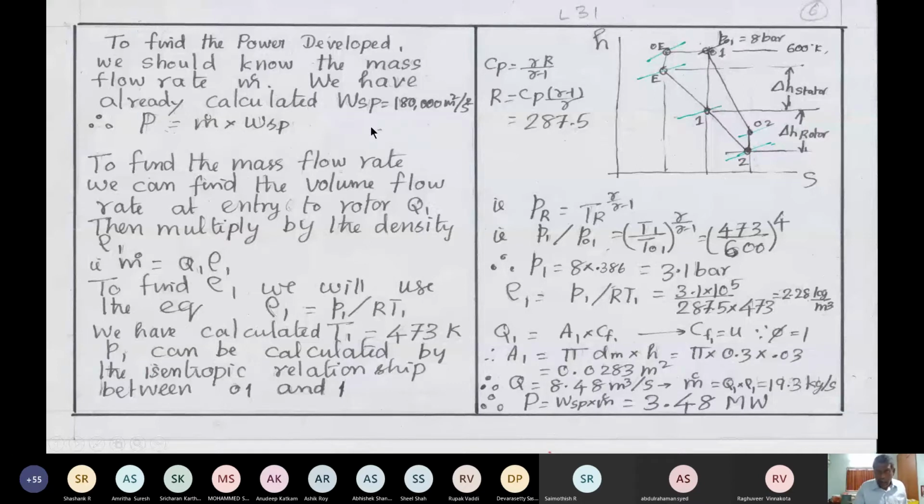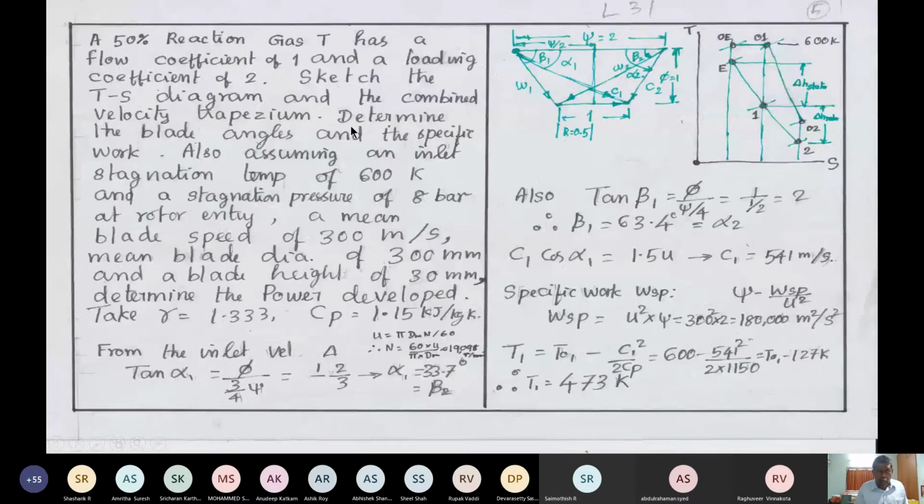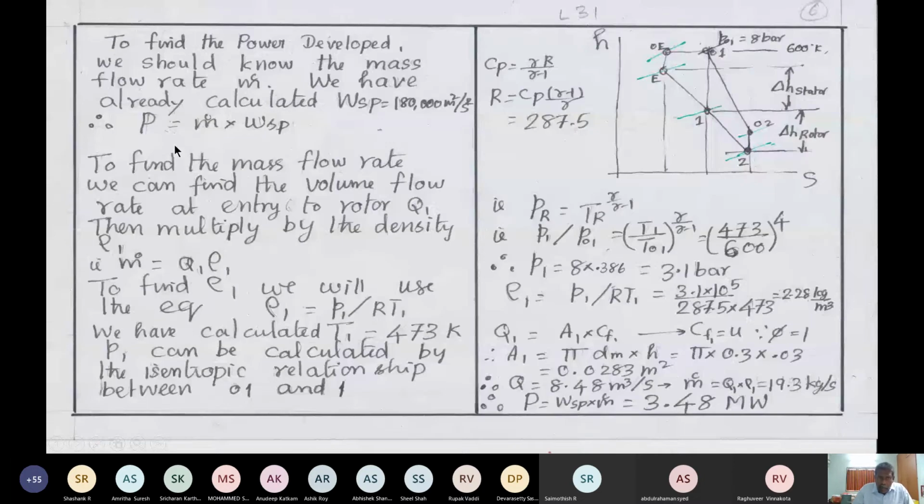1,80,000, am I right? Yeah, 1,80,000. So that is not only mass flow rate. To find the mass flow rate, we have to find the volume flow rate. At entry, we can find it at any place, but we'll find it at entry to the rotor. So that volume flow rate is Q1. Then multiply by the density ρ1. So we have m dot at 1 is equal to Q1 into ρ1.